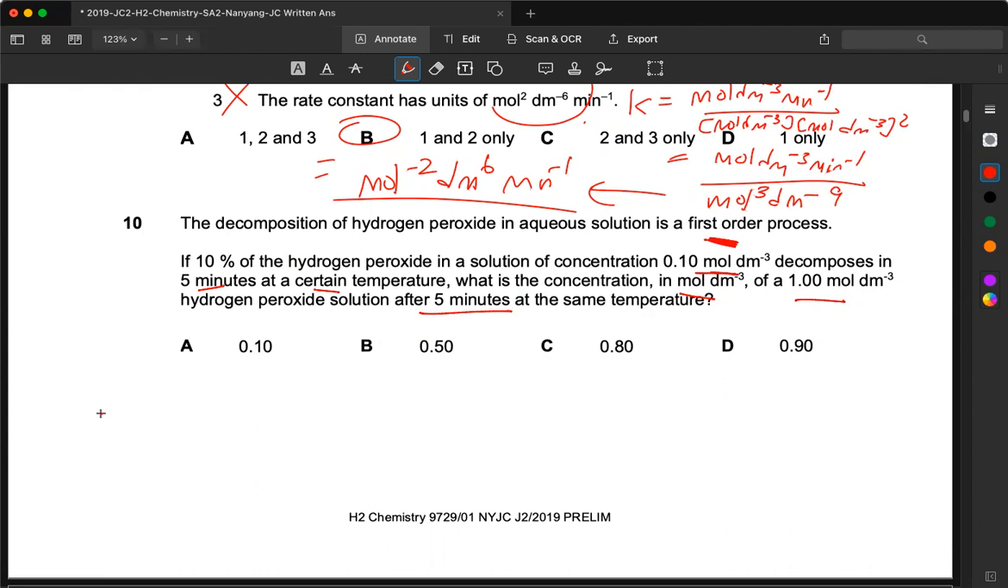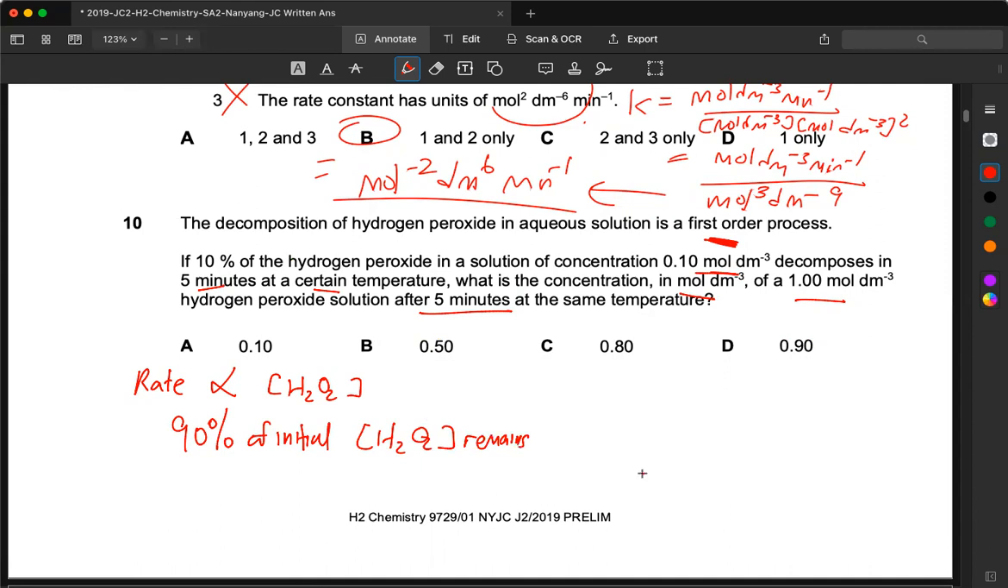So since it's a first order reaction, the rate is directly proportional to the concentration of H2O2. So the time taken to use up 10% of the initial amount remains constant. So after 5 minutes, we'll expect to have 90% of the initial H2O2 remaining. Because 10% decomposes, so 90% will remain after 5 minutes.